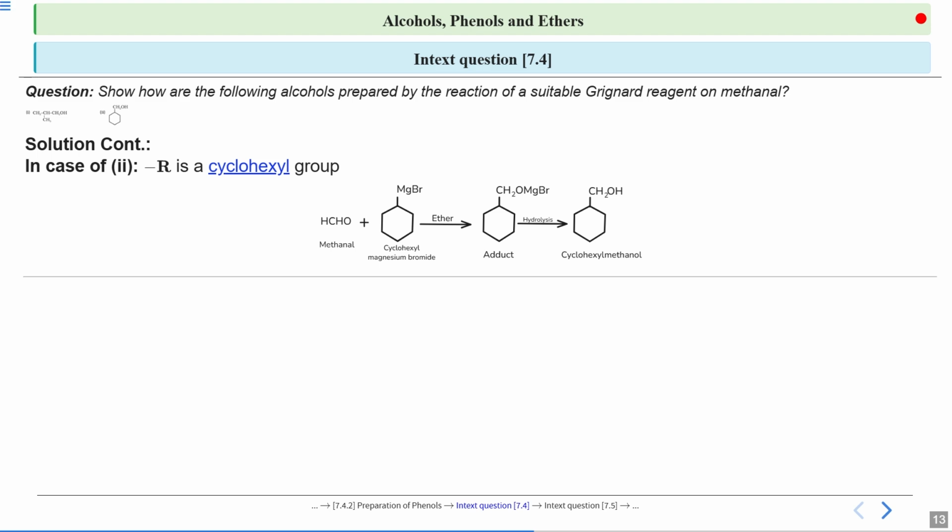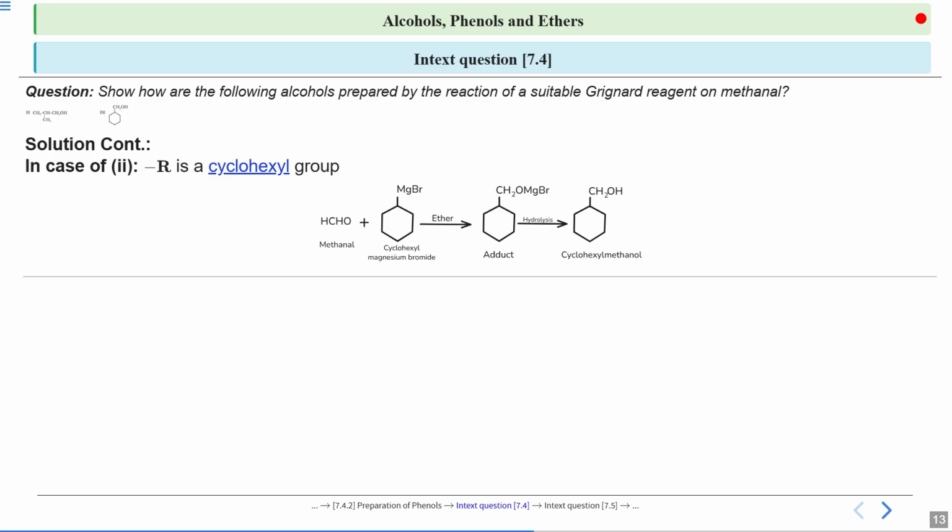The first step involves the methanol or formaldehyde reaction with cyclohexyl magnesium bromide, a suitable Grignard reagent, to give us an adduct after the reaction with ether, that is cyclohexane attached to CH2OMgBr. This is an adduct. Now it undergoes the acid hydrolysis process in the presence of water. This is the second step, and you will get cyclohexyl methanol, which is already given in our second part of the question, and you will get your final product as a primary alcohol.